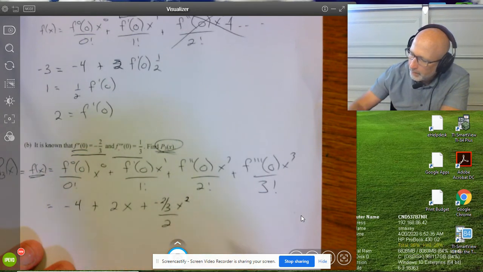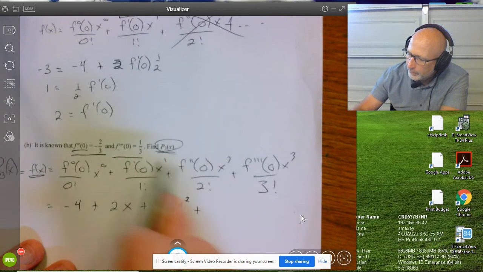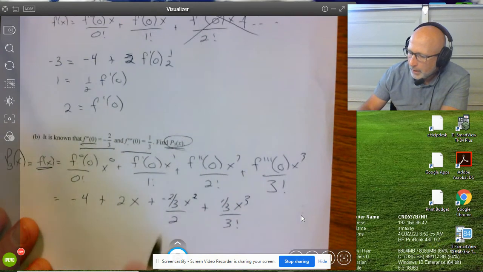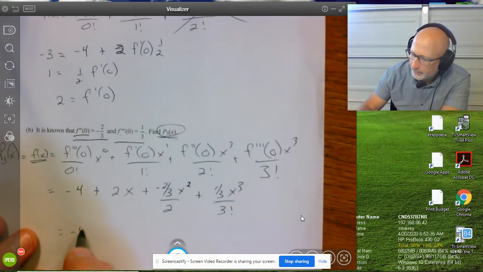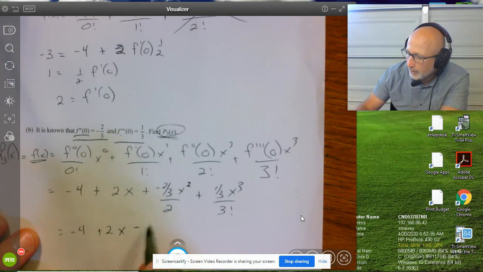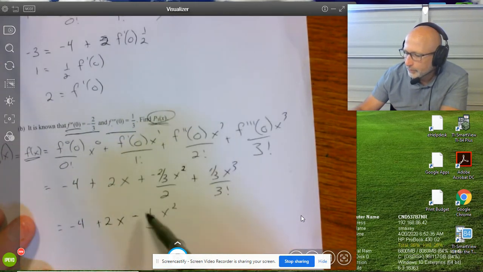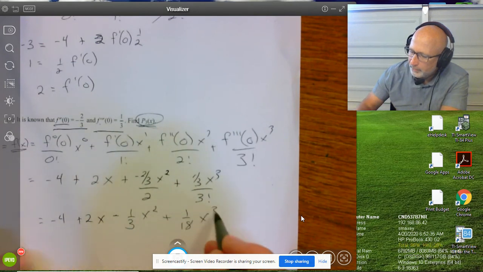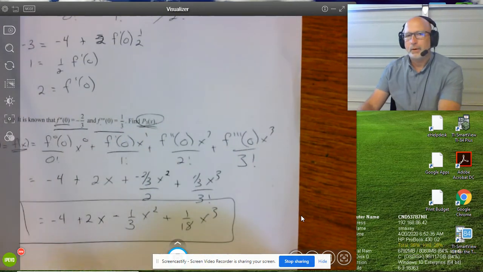And then plus the third derivative, which is 1/3, x cubed all over 3 factorial. And I'm done. I'm going to clean it up, though, just because that's how I am. So this is going to be negative 1/3 x squared. That's a 6, 2 is on the top, so 2 divided by 6 is 3. And then this is going to be 6 times 3, so plus 1/18 x cubed.